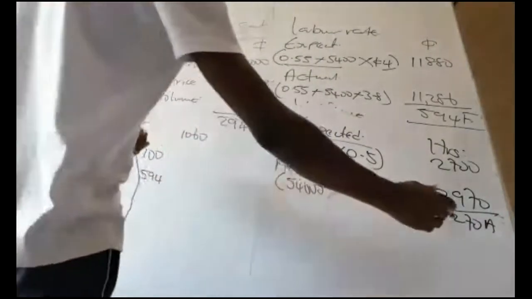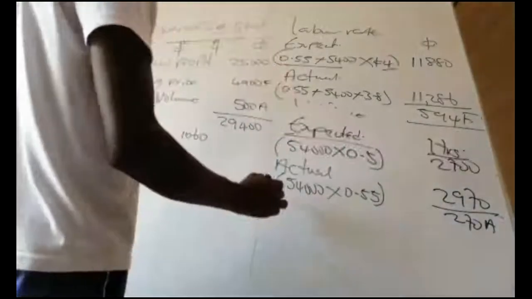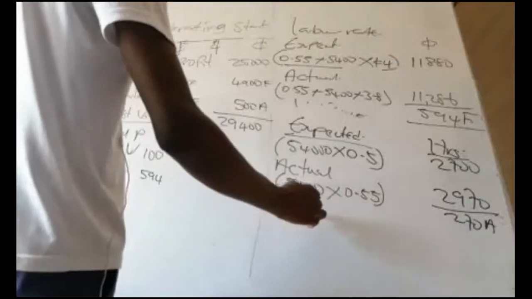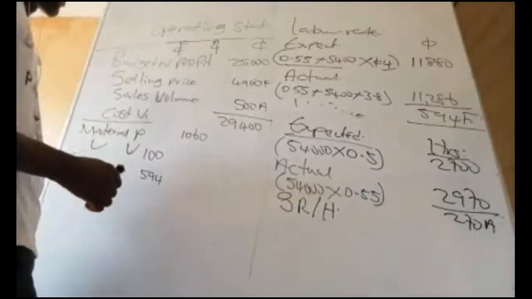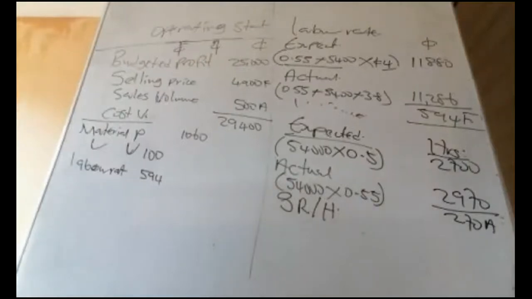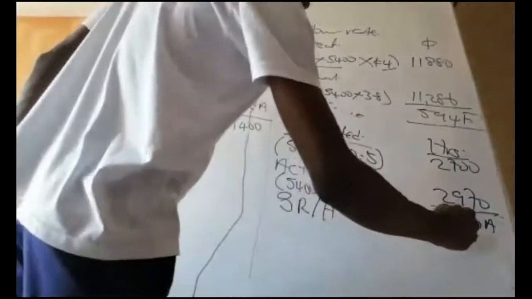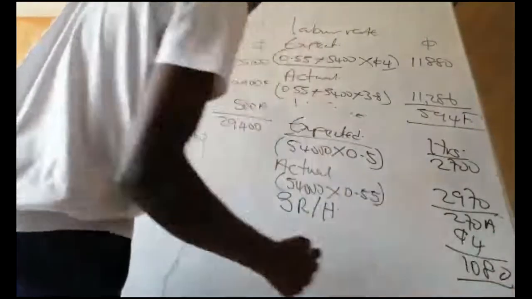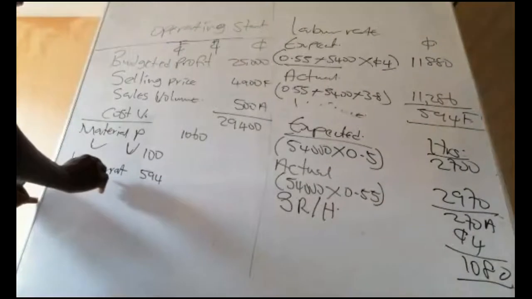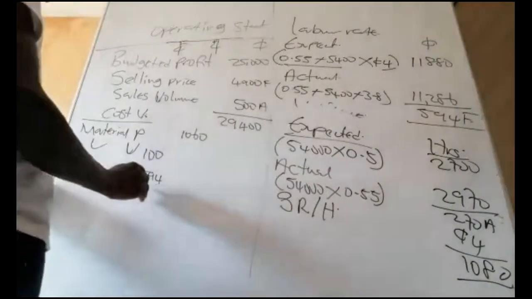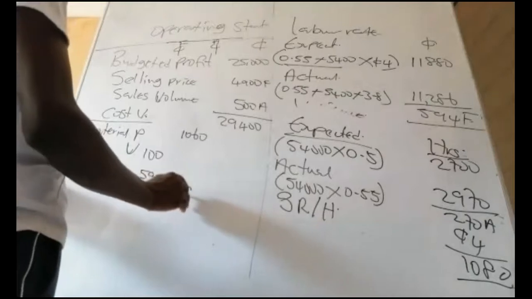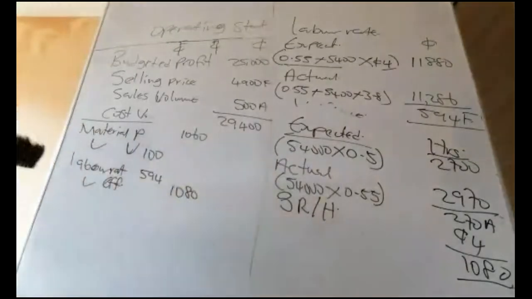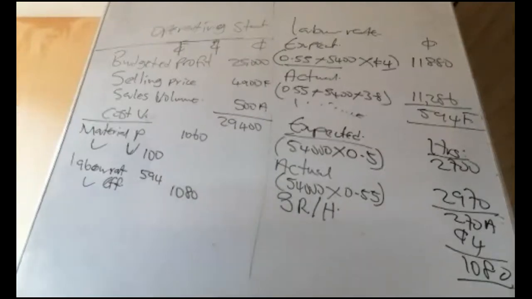You value these in hours using the standard labor rate per hour, which is 4 Ghana cedis. So you bring your 4 Ghana cedis here and multiply by 270. You have 1,080 adverse. So I'll come here and say labor efficiency, and put 1,080 here. Then you continue with the variable, but the good news is that this question had no variable, so don't involve yourself with the variable. Then we go to the fixed.